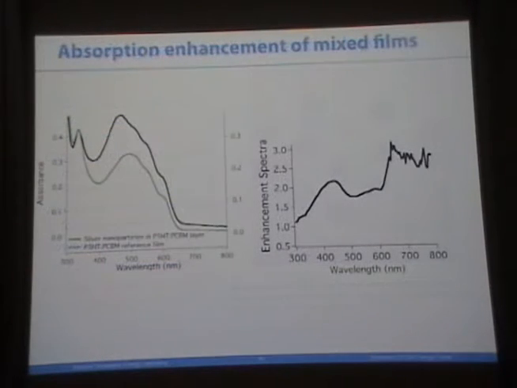Now, we've done a little bit on this. Here's an example of 2 layers in which I just use a PVHD PCBN reference film. That's the green here. The other measurement is with a little silver nanoparticle in there, and these silver nanoparticles absorb, as I showed you before, around 450. That's what this little peak comes from. But you can see that the enhancement of the absorbance extends all the way out to 800. This is just the enhancement of the absorbance there.